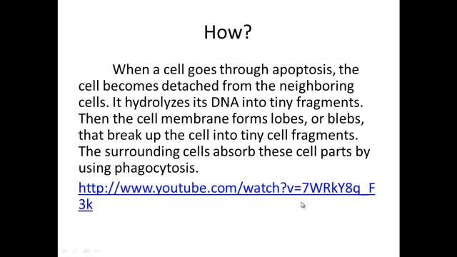So, how does it all happen? How does a cell go through apoptosis? Well, first of all, in your skin, it's going to detach from all the neighboring cells. It hydrolyzes the DNA into tiny little fragments. The cell membrane forms these little lobes called blebs. And then those blebs break off into tiny fragments, and then white blood cells come and phagocytize those. They eat them. So let's watch a little video where you get to watch this happen. It's kind of cool.